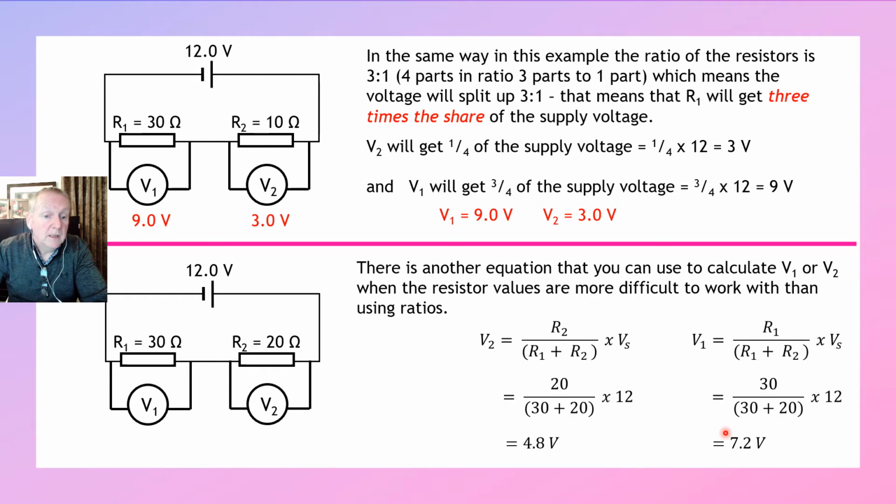Now, clearly, you don't have to do that, because if you remember from the very first slide, or in fact the second slide, if the supply voltage is 12, you know that V1 and V2 have got to add up to 12. So if V2 is 4.8, you just take 4.8 away from 12, and that would give you the 7.2 volts as required.